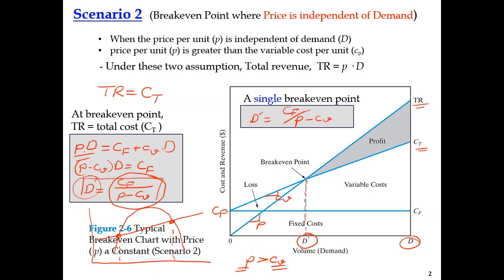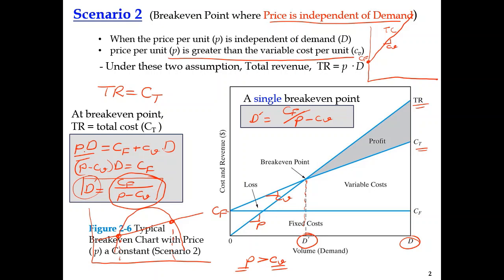Okay, so this is the break-even point when price is independent of demand. So we assume that here P is greater than the variable cost. What happens if it is less? Let me sketch here quickly. If it is less, the total cost function will start from CF and increase at a slope of CV, and this is the total cost function.